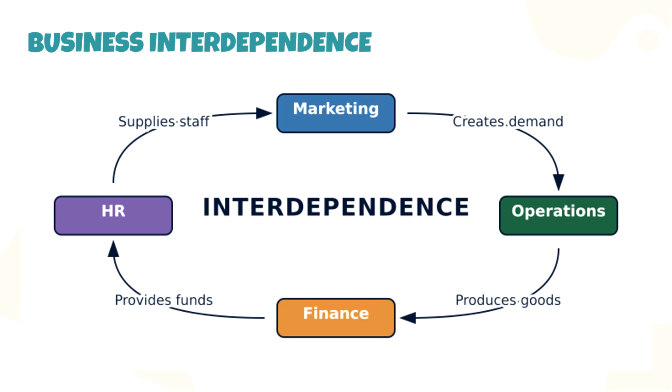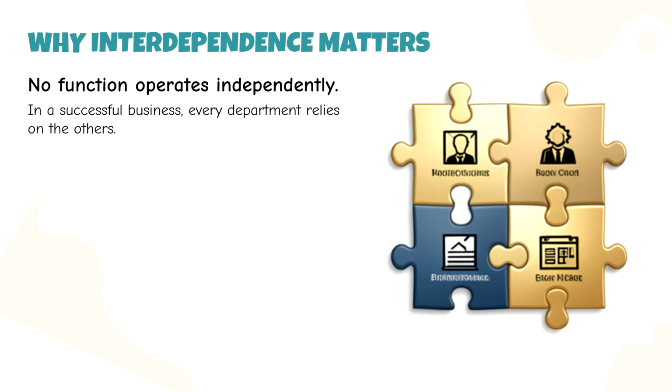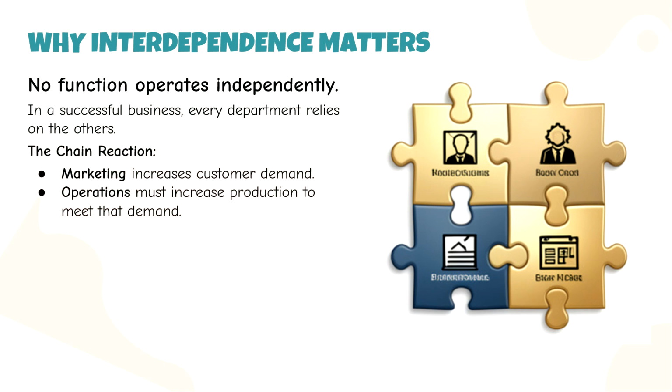Now let's have a look at why interdependence between the four business functions is important. No function operates independently. Every department relies on the other departments in order to succeed. So let's have a look at the chain reaction. Marketing increases the customer demand. Now operations need to increase the production to meet that demand. And finance need to fund the expansion of the production capacity.